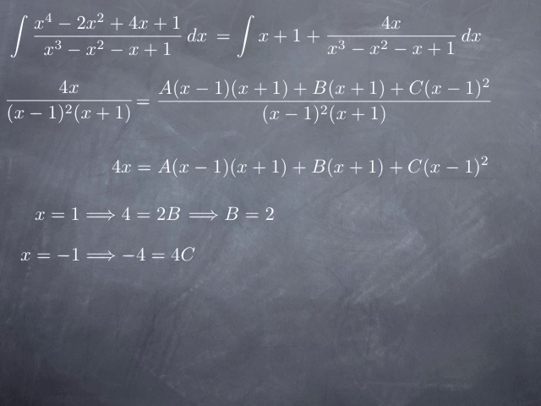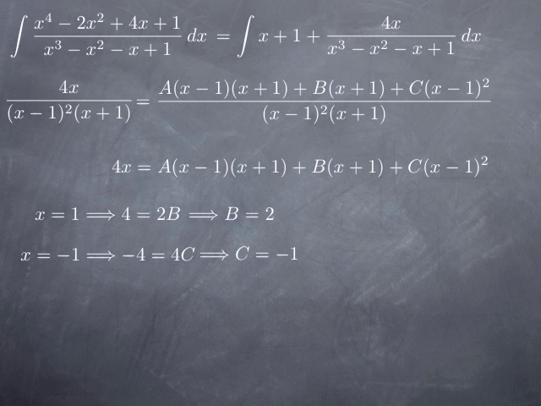I can also plug x equal negative 1 in this, and I get negative 4 on the left hand side, and on the right hand side the first two terms are 0, and the last term is C times (-2)², so in other words 4C. That means that C is negative 1.